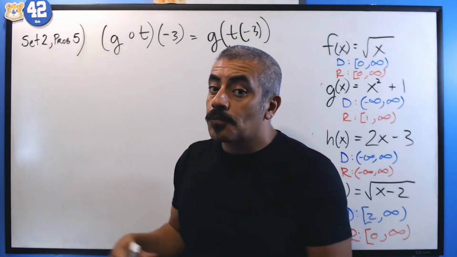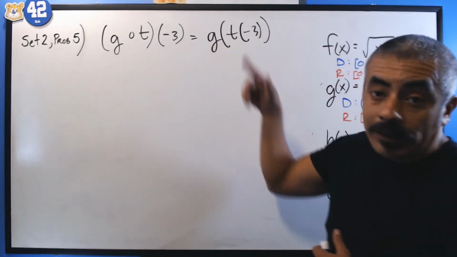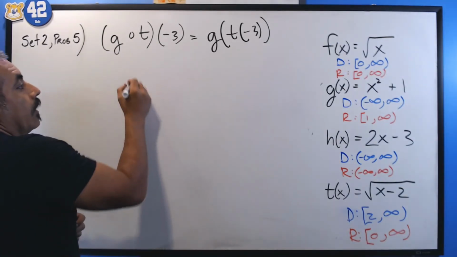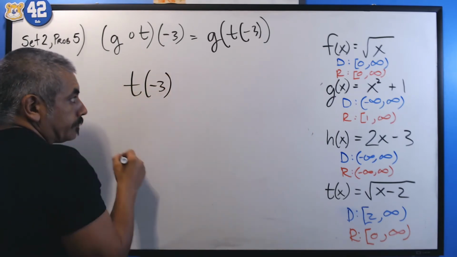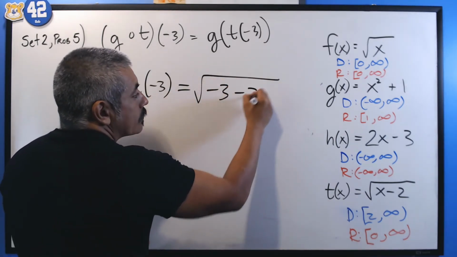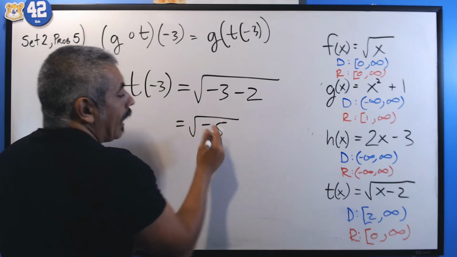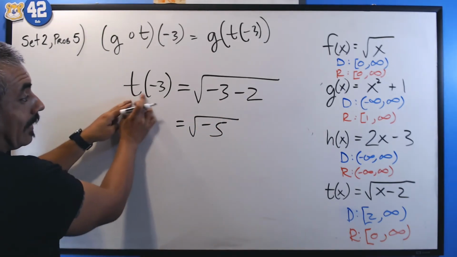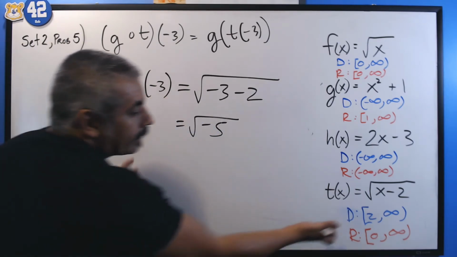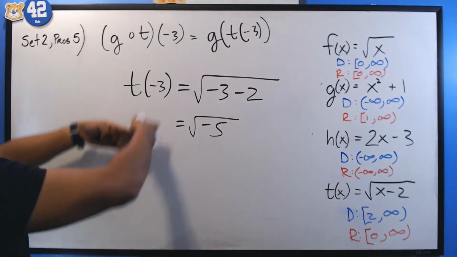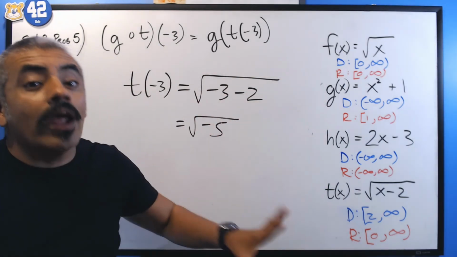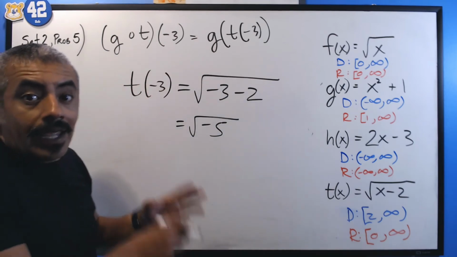But if you had done this problem the other way, by evaluating t of negative 3 first, you would have caught that right away. Because as soon as you try to say t of negative 3 equals the square root of negative 3 minus 2, which equals the square root of negative 5, you know that's a problem. You know that t cannot give you that output. If we go back to the domain, we would have seen that right away, and we wouldn't even need to complete this problem, which is why it's important for you to remember how to find the domains and list them first so that you are aware of what your function is doing before you jump aimlessly into a problem.